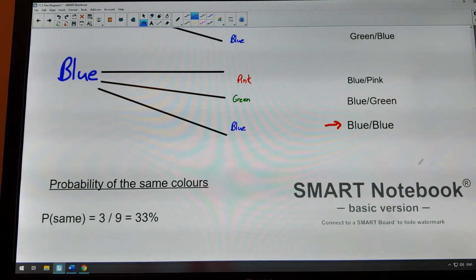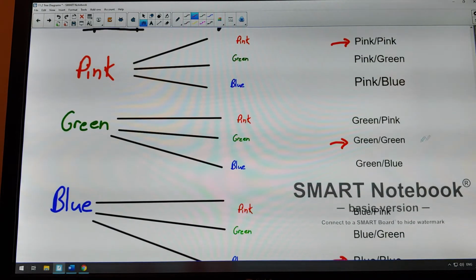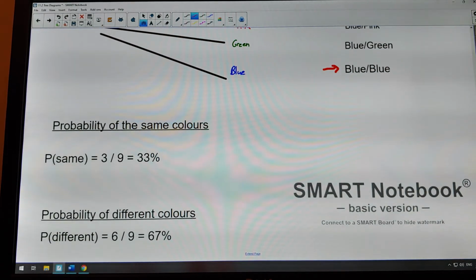Over a total possible of 1, 2, 3, 4, 5, 6, 7, 8, 9. For 33%.